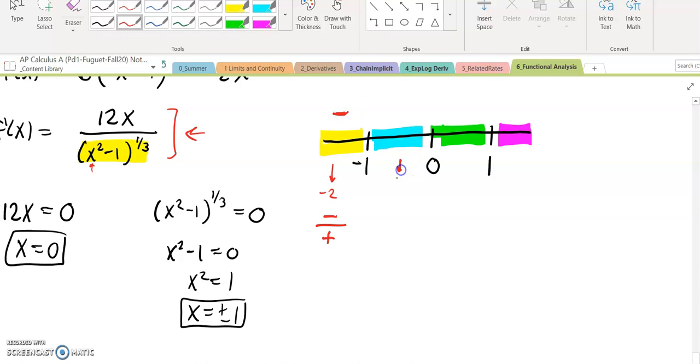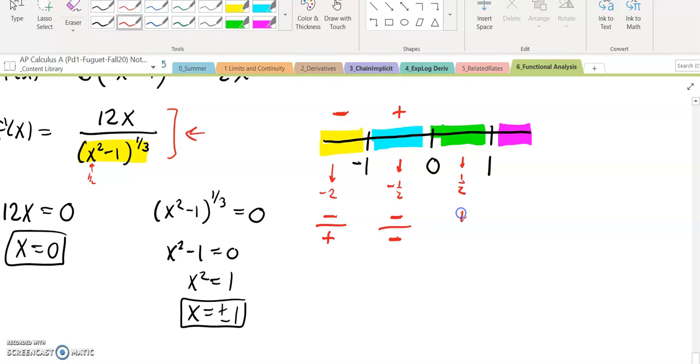In the next region, I'll pick something like negative 1/2. Up in the top, it's still going to be negative. But this time, the denominator is going to become negative. And the reason why is because after you square 1/2, you're going to get something small, minus 1, which keeps it negative. And when you take a cube root, not square root, a cube root, that's going to make it negative. So that means in this blue region, we're going to have a positive answer. We'll continue to do this for the other regions.